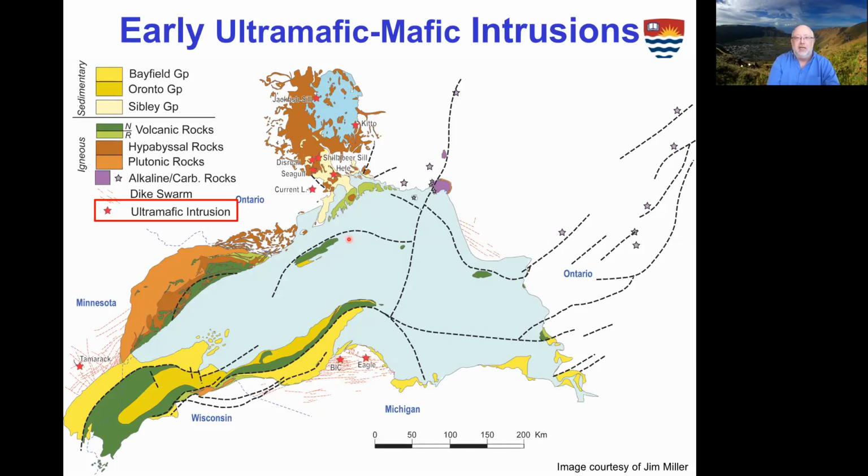So Eagle's down here, and we're going to talk about Current Lake, Seagull, Disraeli. I saw Jeff Heggie on here. Jeff did his thesis on Seagull. There's a bunch of these things out here. None of them have, to this point, got the grade and the tonnage to make a deposit, but there's a lot of exploration going on.